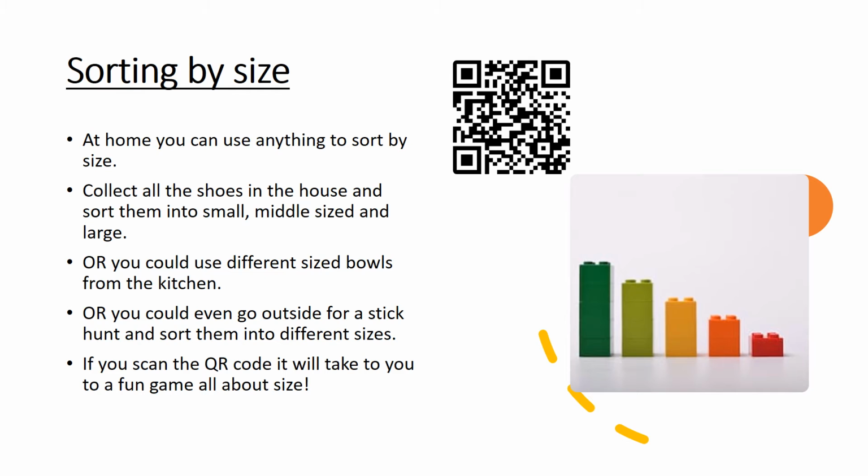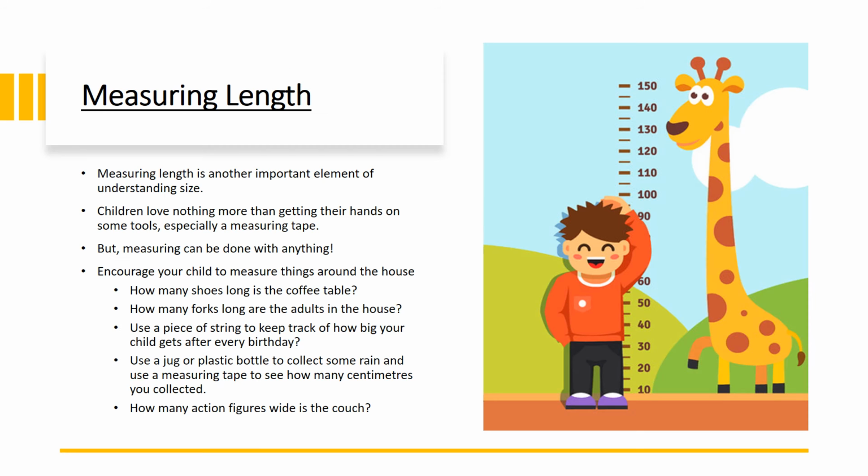At home, you can use anything to sort by size. Collect all the shoes around the house and sort them into small, middle-sized or large. Or you could use different size bowls from the kitchen. Or you could even go outside for a stick hunt and sort them into different sizes. If you scan the QR code, it will take you to a fun game all about size.